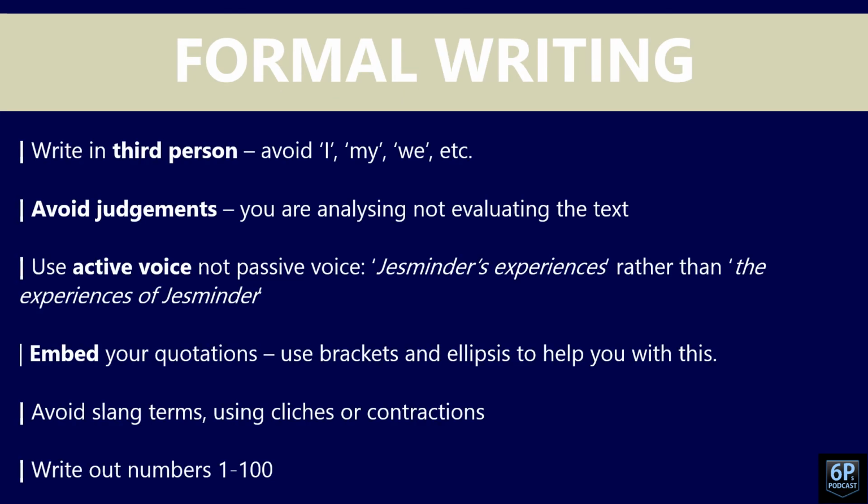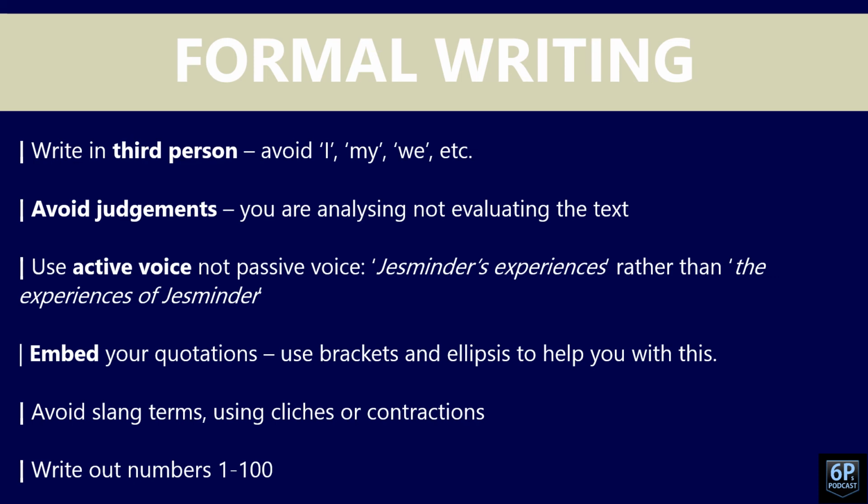So when it comes to formal writing, there's a couple of rules, and I've already touched on a couple of these, but they're worth stressing again because they're really important. And the first one is to write in third person. So avoid I, my, and we, but we've already been through that. Avoid judgments. So, we want to analyze the text, not evaluate the text. So avoid saying Gurinder Chadha excellently uses film techniques, or a really great part of the film is this. No, we want to avoid that.